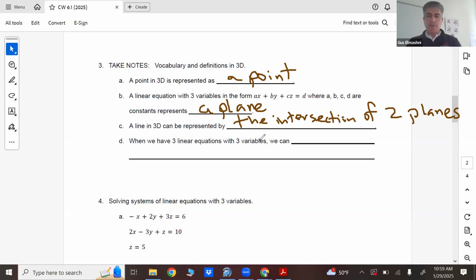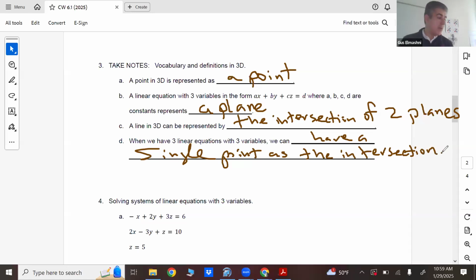And when we have three linear equations, three variables, we can have a single point as an intersection. And that's what we're going to do in example 4, the system below. When you have multiple planes, there's going to be a place where they all meet up. And that's what we're trying to figure out.